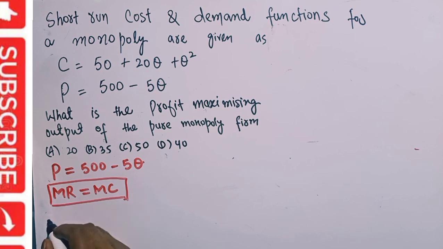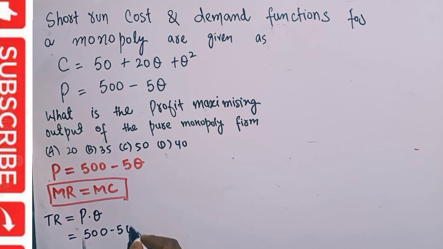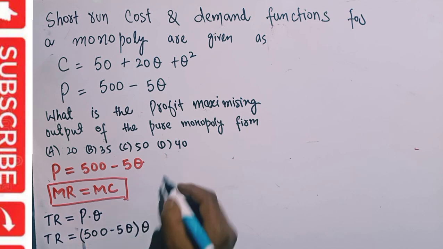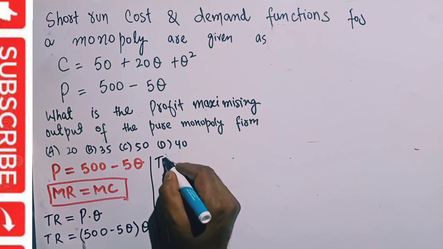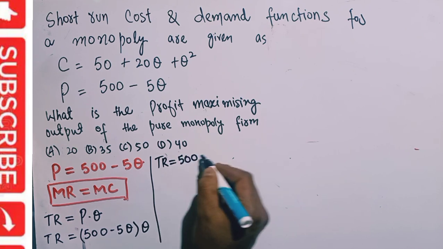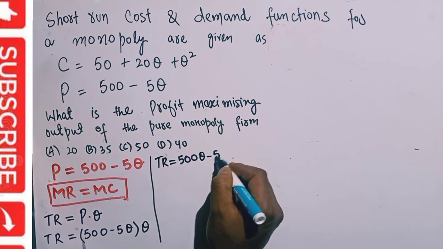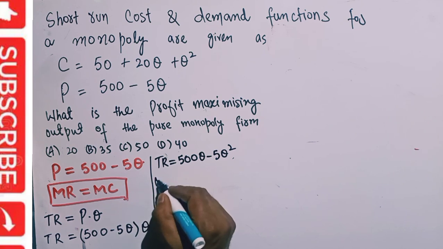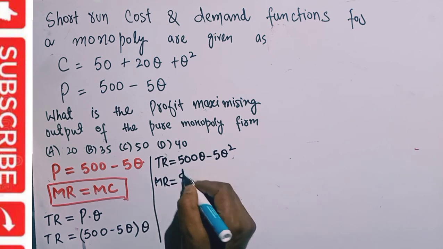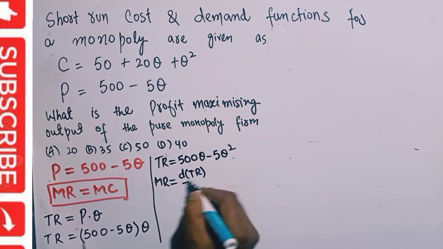To find out the marginal revenue, first we should know what is total revenue. Total revenue is simply price into output. So it will be equal to P. In place of P, we have 500 minus 5Q. To this we multiply by Q. That is our total revenue function. Total revenue function will be equal to 500Q minus 5Q square, and marginal revenue is simply the derivative of total revenue function with respect to output.